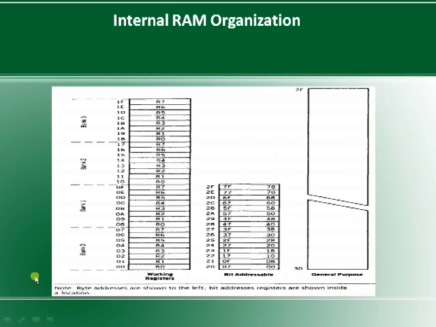Now this is how exactly the RAM looks like: bank 0, bank 1, bank 2, and bank 3. As you can see, each and every bank internally contains 8 registers, that is from R0 to R7. Now R0 in bank 0 is different from R0 in bank 1, as well as bank 2 and bank 3. But by default bank 0 will be selected. Now the bit addressable area is from 20 to 2F, and these are the bit addresses, that is 00 to 07, 08 to 0F, and so on up to 78 to 7F. And we have the general purpose area, that is from 30 to 7F.